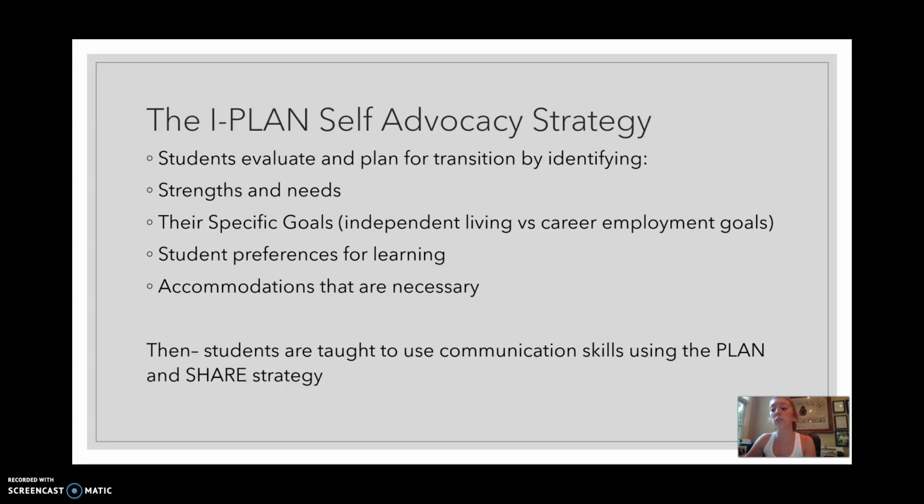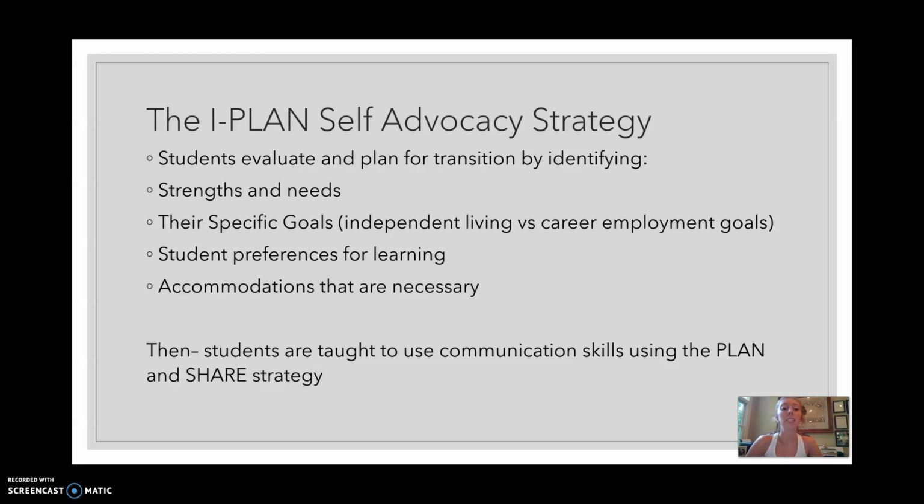So there are many strategies that have been created to help promote transition and make it an easier process for students with disabilities. For this scenario, a way to ease transition I am going to recommend is the I-PLAN self-advocacy strategy. So this is what it entails. The students evaluate and plan for transition by identifying their strengths and needs, so what they have prospered at and what they still need to grow to be successful.